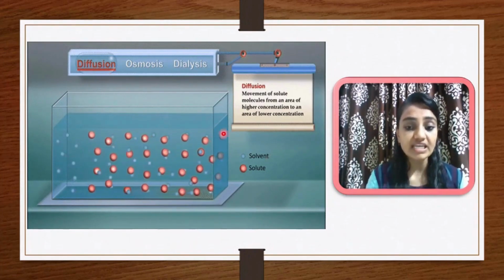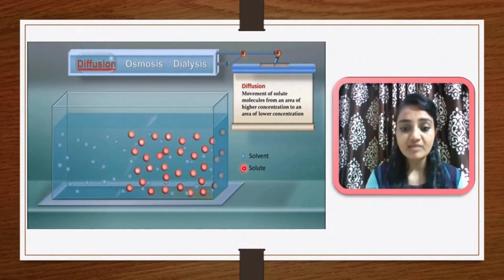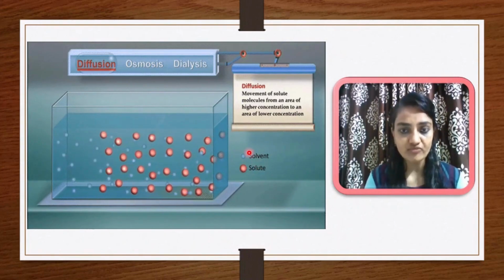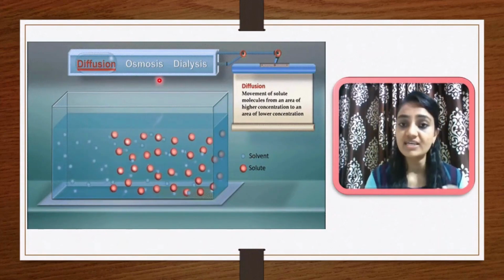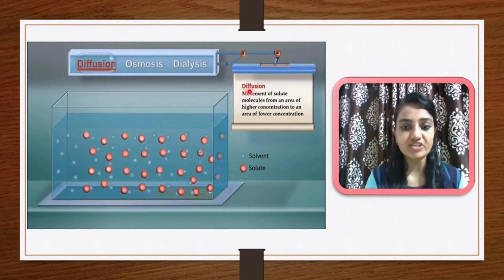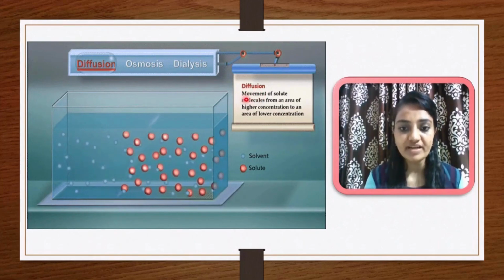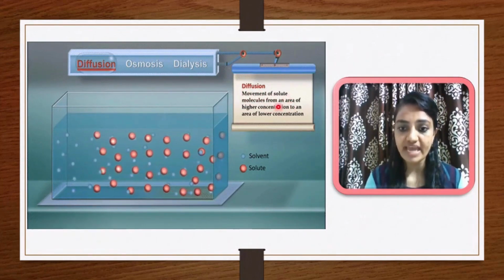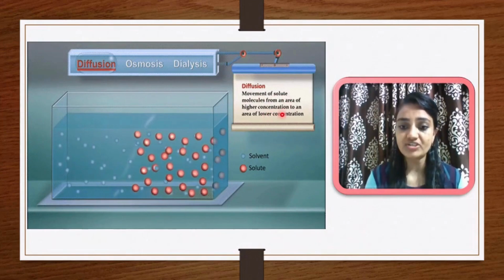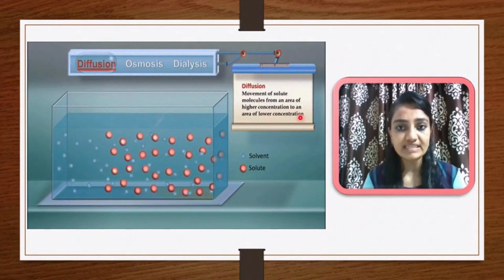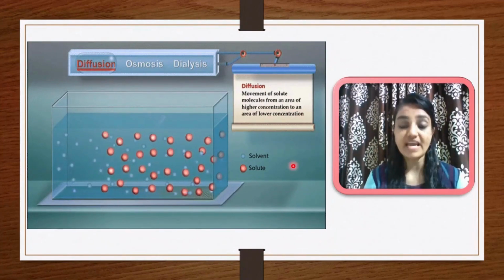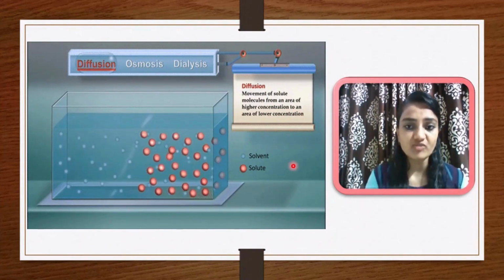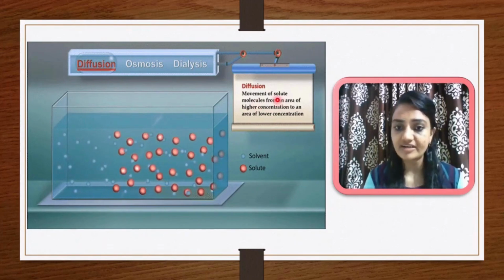And if you are explaining the movement of a solvent molecule from higher concentration to lower concentration, that is considered as osmosis. So this is the definition of diffusion: the movement of a solute molecule from an area of higher concentration to an area of lower concentration is considered simple diffusion. And if you want to define osmosis, then you just replace the word solute with solvent.